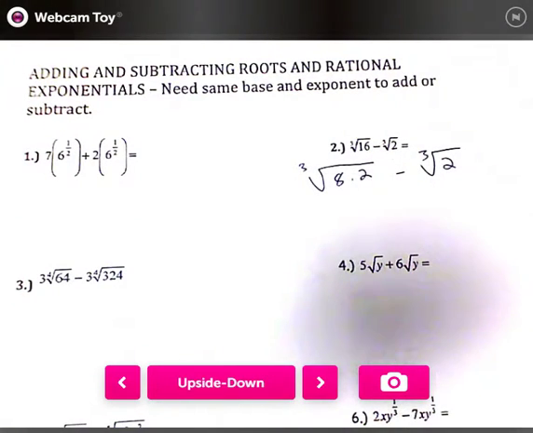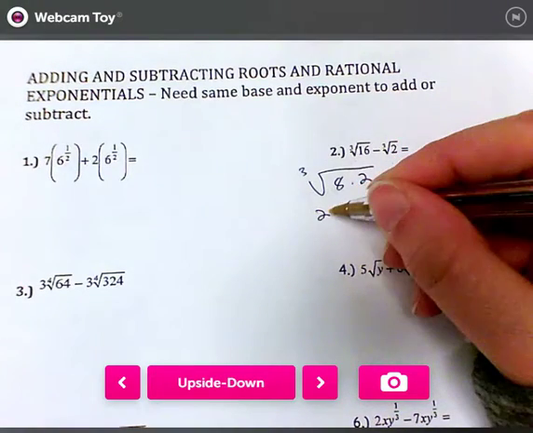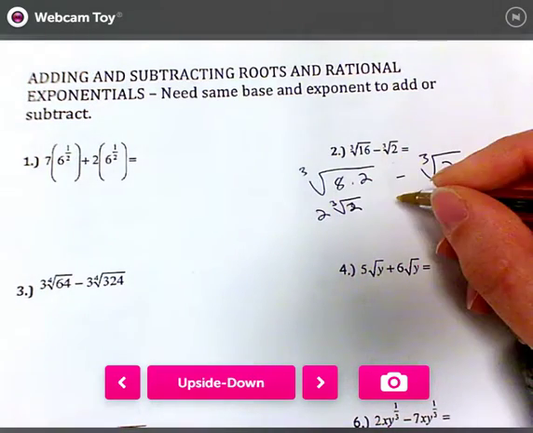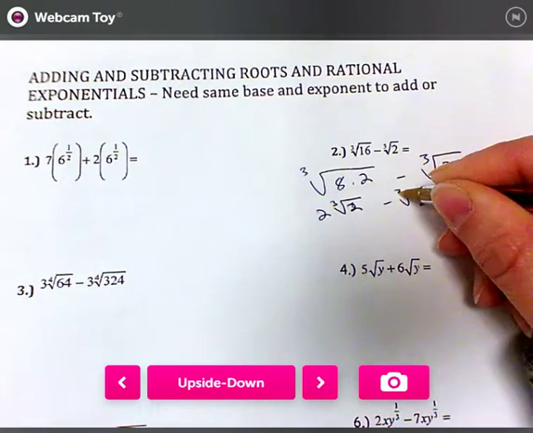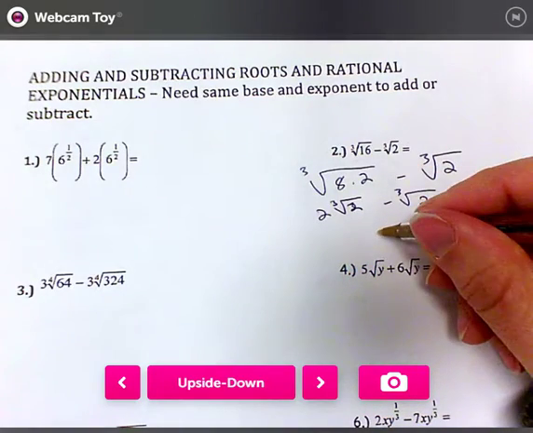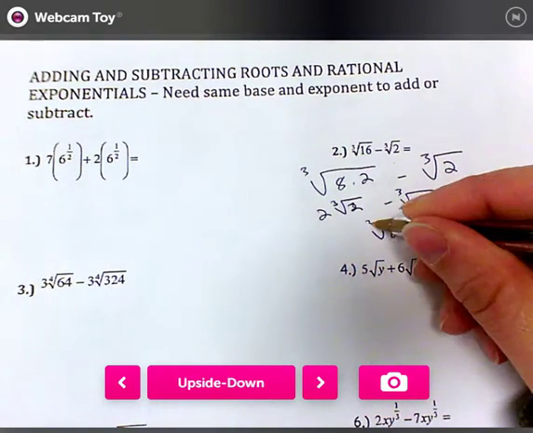Okay. What times what equals 8? We need 3 numbers that when I multiply them together gives me 8. 2. Okay, so we have 2 times the third root of 2 minus the third root of 2. So then 2 minus 1 is just 1, or 2 root 3.